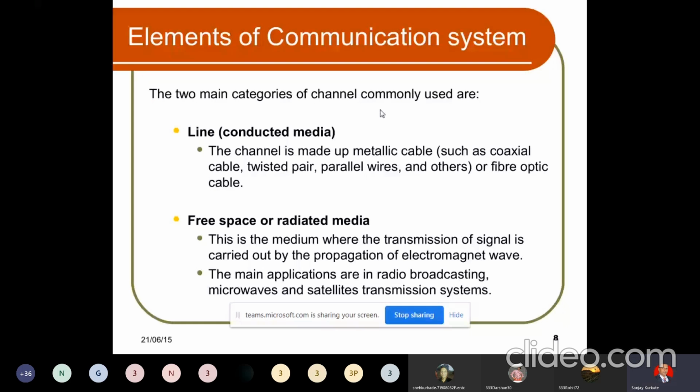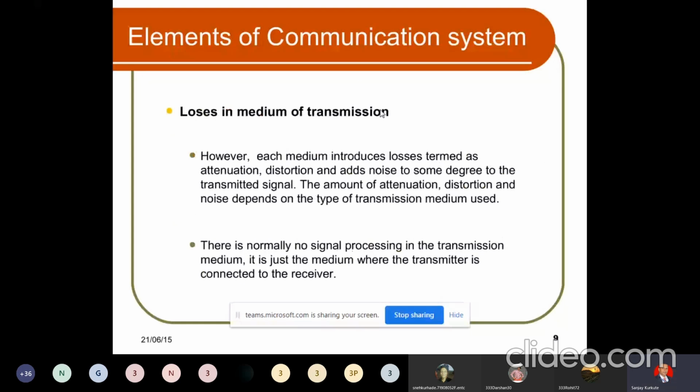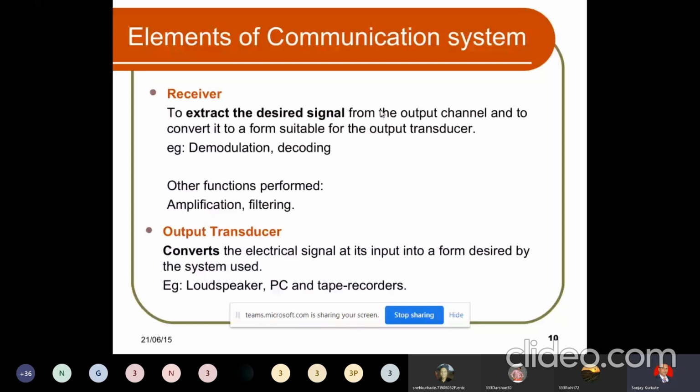Losses in the medium of transmission, we had a discussion about that: because of noise, interference, distortion, this type of thing is there. Attenuation, we have to think about all these parameters, from the transmitter point of view and from the receiver point of view, both sides. Then the next point is the receiver.